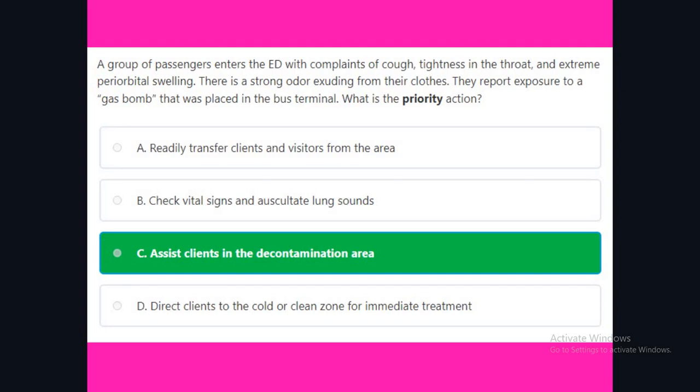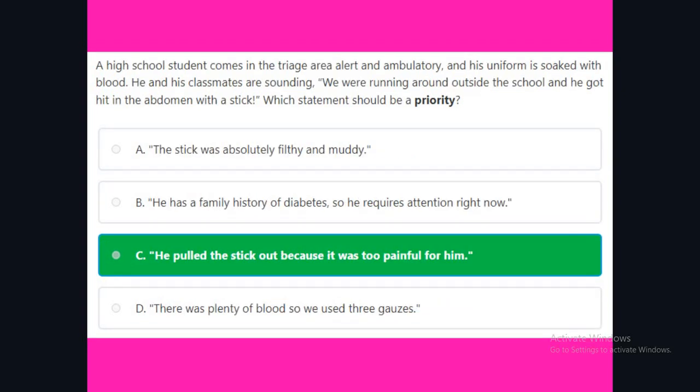Although if we talk about the first option, readily transfer the clients and visitors from the area, this is in case you are on the spot where there was exposure. So we would be evacuating the people from the affected area, right? That is not a valid option for this question.